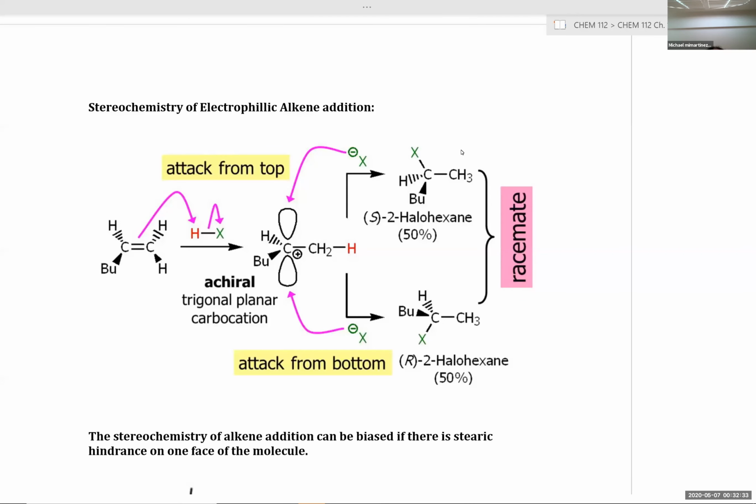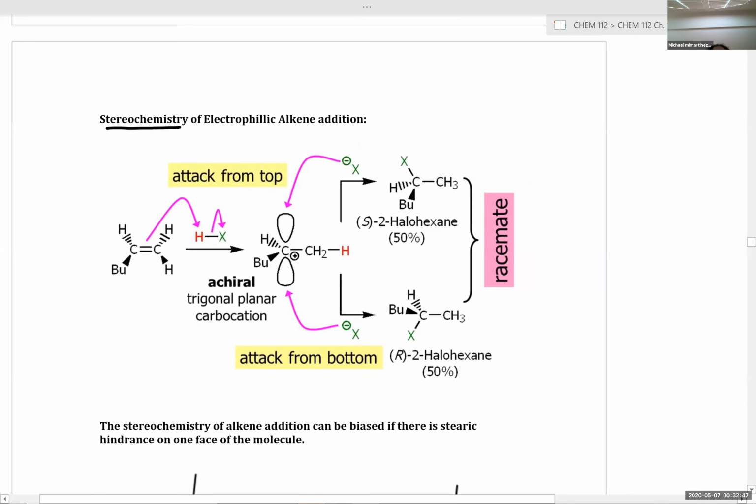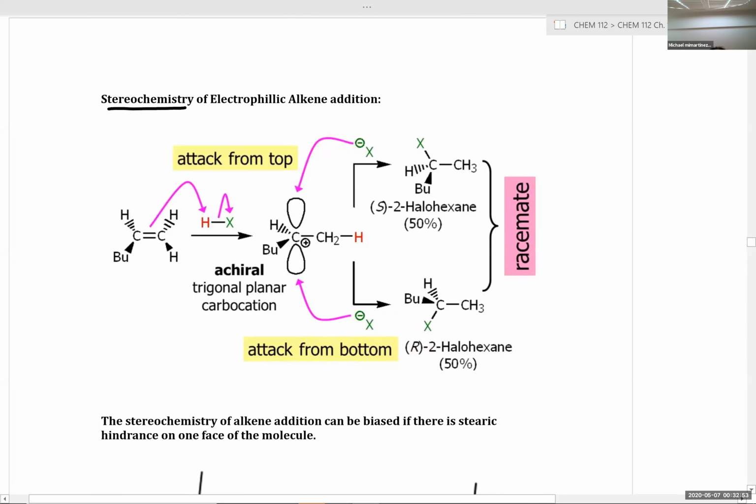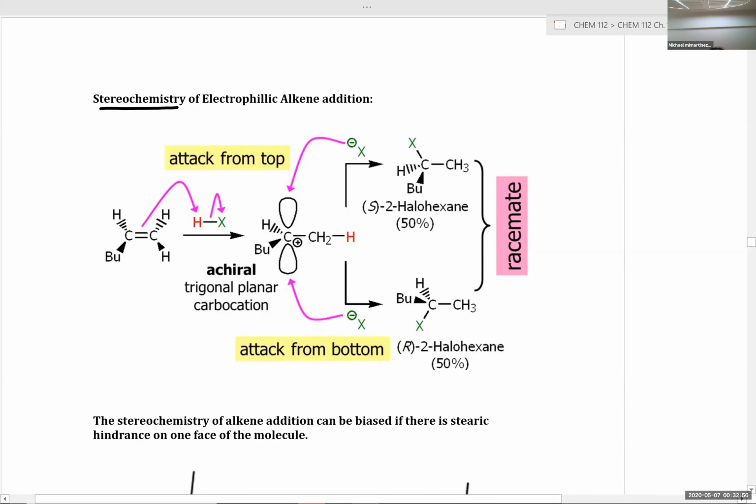Okay, so when we last left off, we were discussing electrophilic alkene addition. And so let's talk a little bit about the stereochemical outcome of electrophilic alkene addition. First and foremost, after protonation, we have two possible attacks. We can attack our carbocation, which is planar, from either the top or the bottom. As a result, we end up with a mixture of stereoisomers, a racemic mixture in most cases.